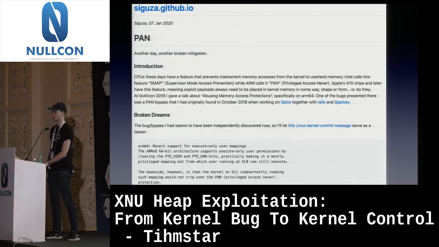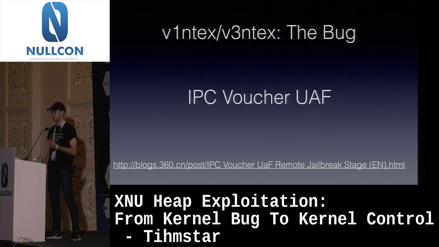Also, real quick, there's been a PAN bypass by Ziguza. Basically, what it allows you to do is to have a read-only page in user space and have the kernel dereference and read from it even with PAN. The issue here is that the kernel actually can't write to it due to the nature of this bug. So it's not as trivial to use that with the primitive, because we actually need to write to these ports, but maybe you can figure out something with that. Just wanted to show that's a thing.